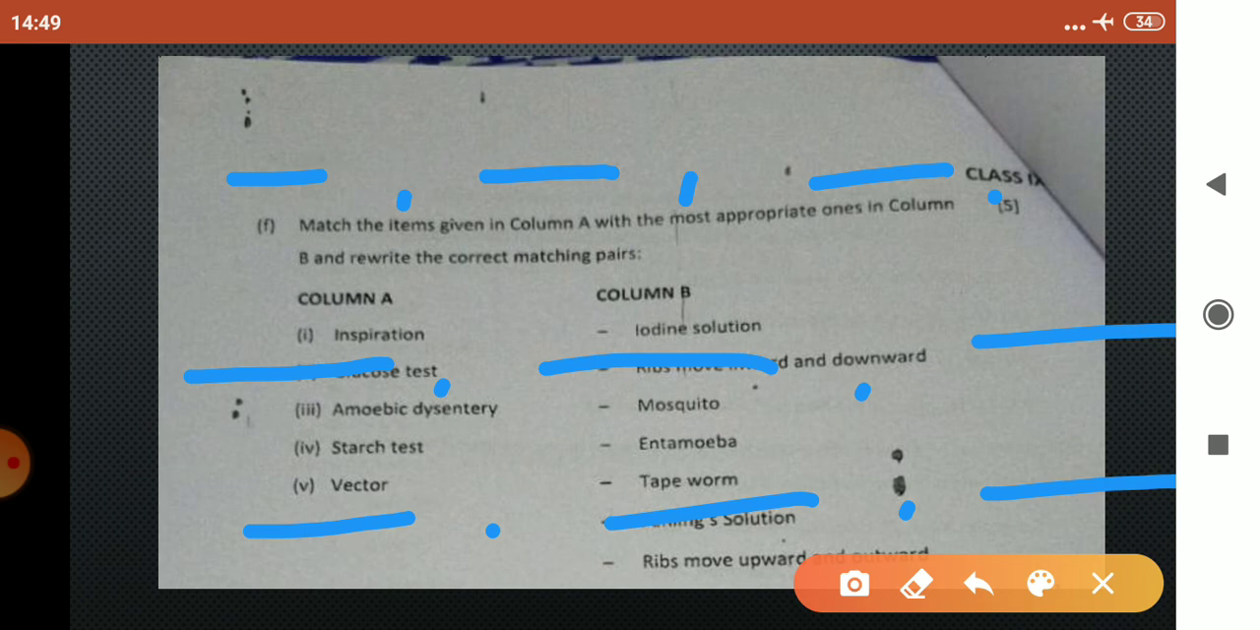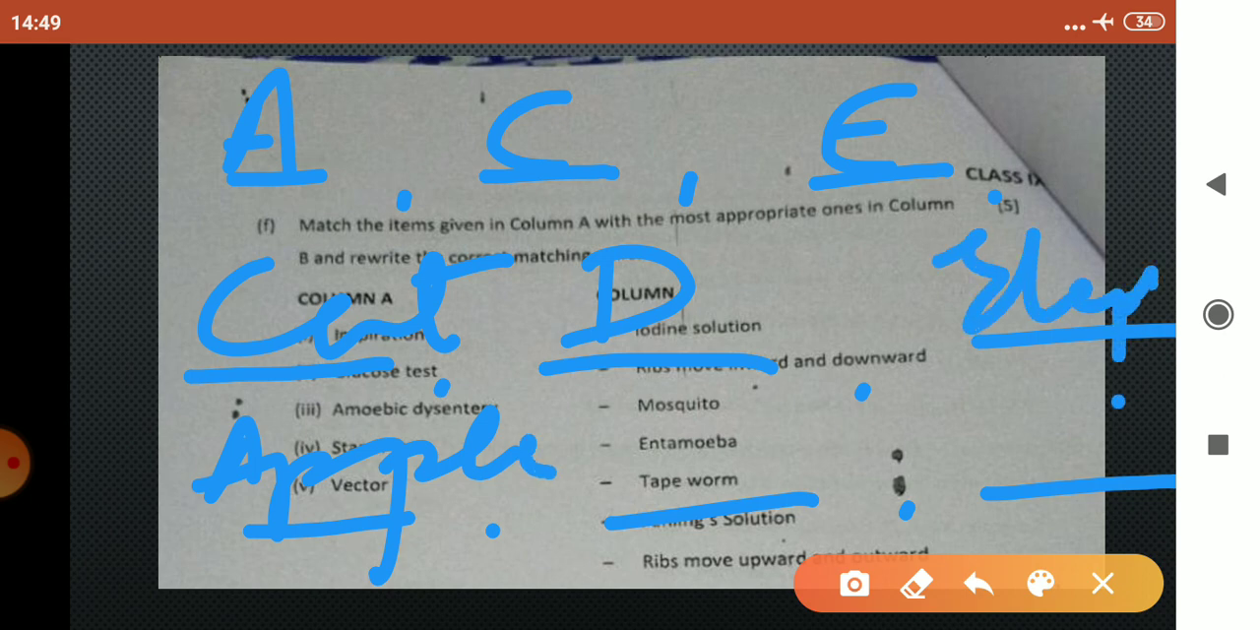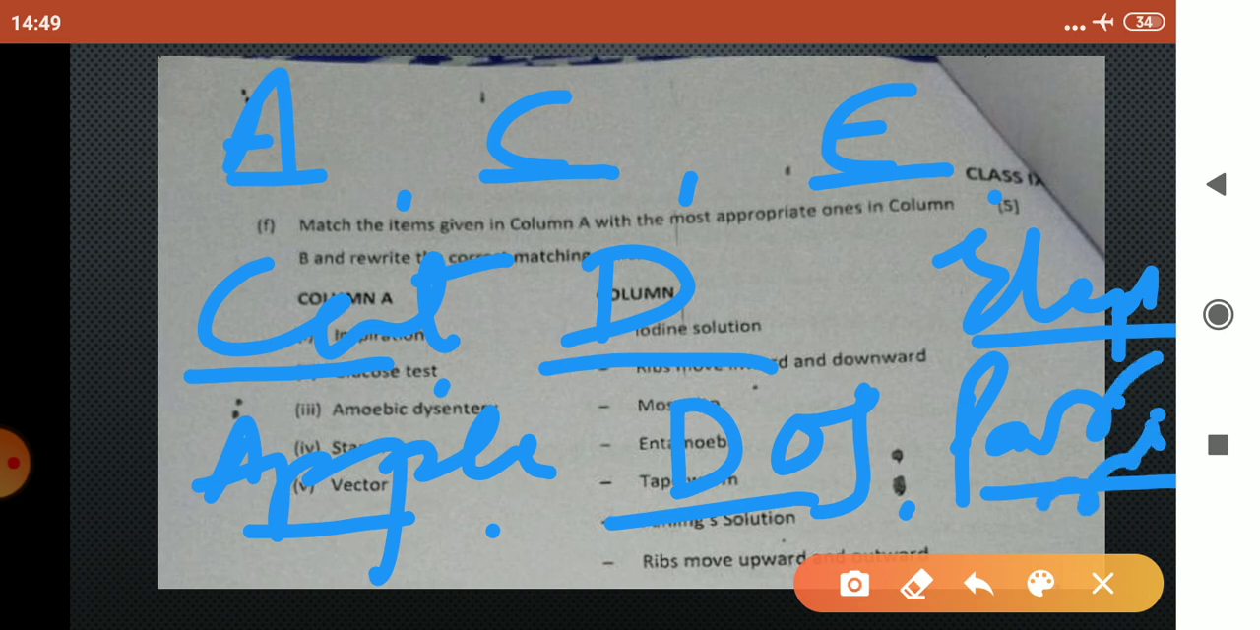Suppose I have written here A and C, then E, then cat, then D, then apple, then elephant, after that dog, and then parrot. So I am asking you to choose the options from here. It means you have to make a correct matching pair by choosing from both column A and column B.